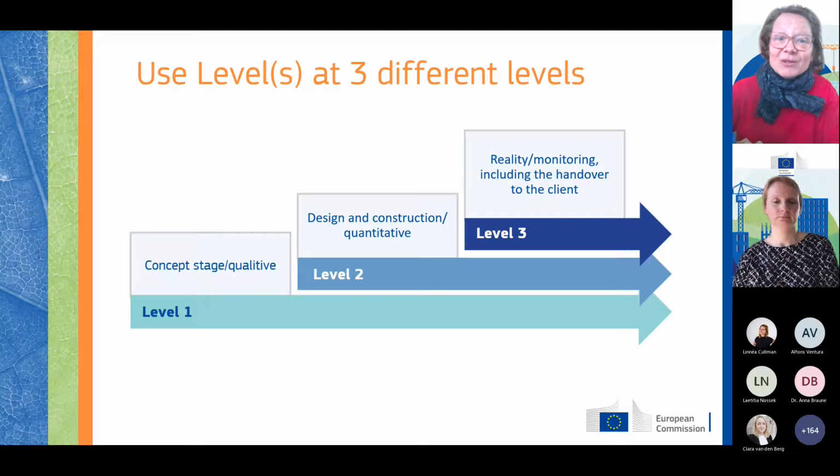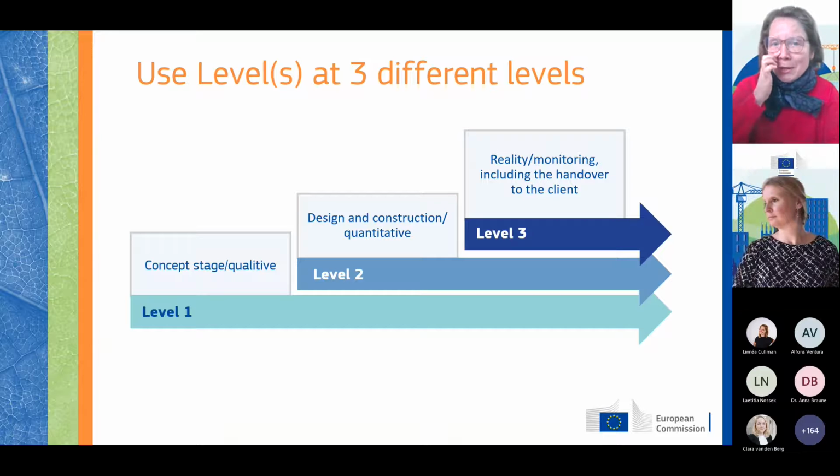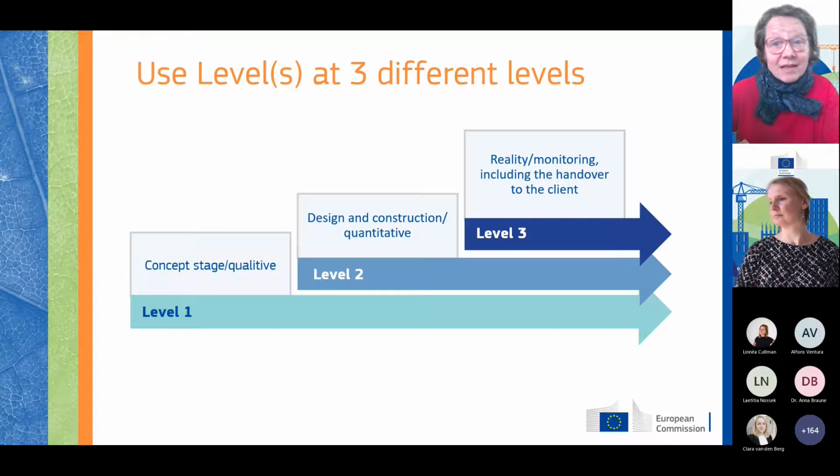Level 2 is where you start to work with the indicators in a quantitative way. That is at the design and construction stage. And at level 3, you look at not just the design performance, but the actual performance. That's at the point of handover to the client. And in some cases, for some of the indicators, it is about monitoring the performance over typically the first year of use. So those are the 3 different levels in which you work with the indicators.